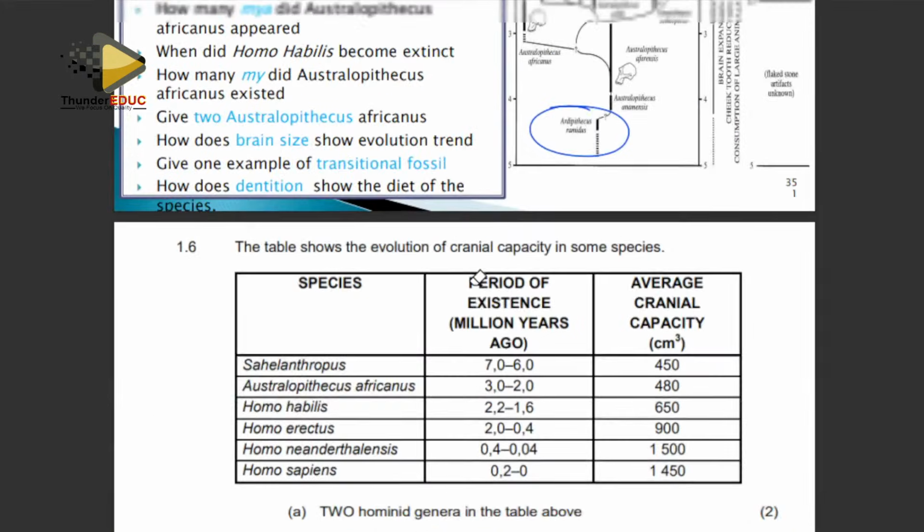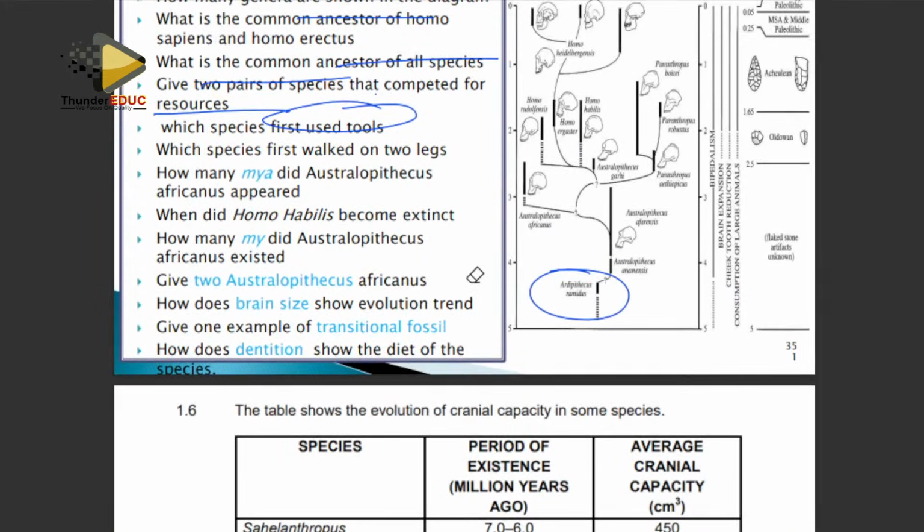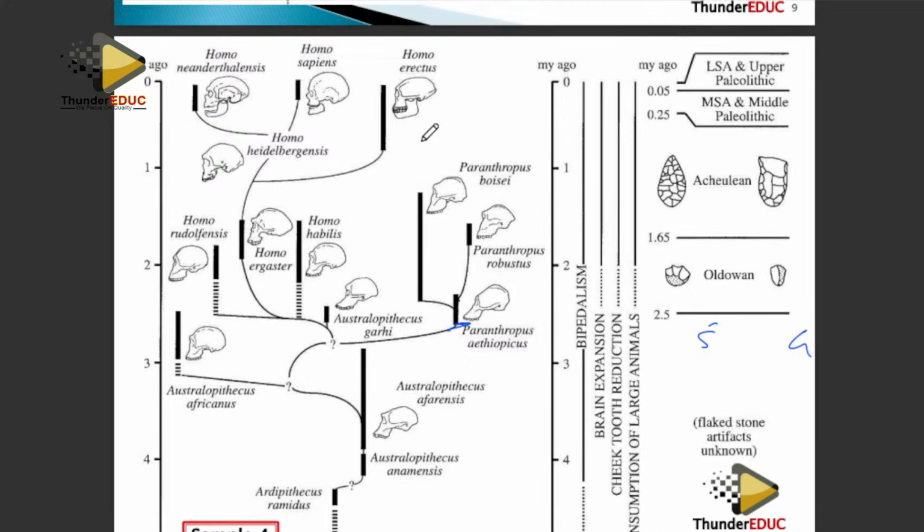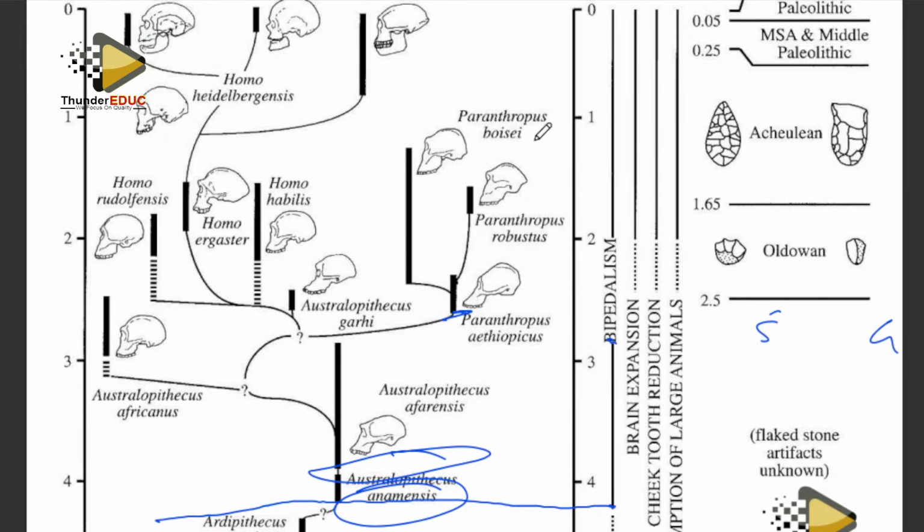Oh, wait. I didn't show. Which one first used the 2 legs? We say that it is Homo erectus. But now on this diagram, we see that bipedalism started here, so I have to draw a line. It means that Australopithecus anamensis is the one which first used 2 legs. You understand? Australopithecus anamensis is the one which first used the 2 legs.